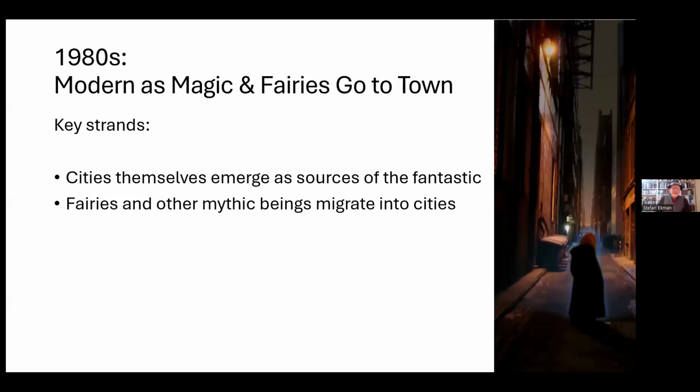In the 1980s, there are two strands, two changes or things that are added to the bundle. One is that cities themselves become a source of the fantastic, where magic is not something external to the city, it rises out of the city. The most known example, I suppose, is John Crowley's Little, Big, which is part of the Masterworks series by now, so worth reading. It's from 1981. We also have Diana Wynne Jones' Archer's Goon from 1984, which I really like.